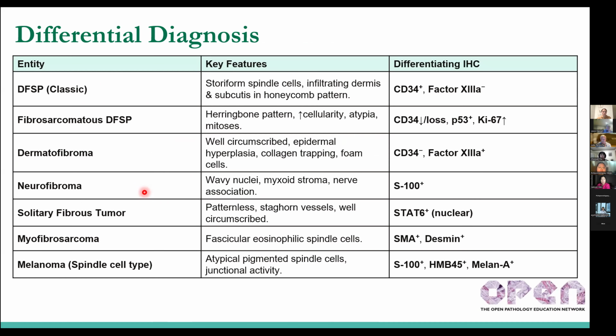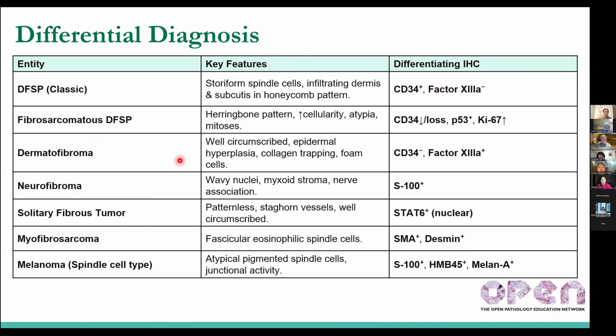We have a couple of differential diagnoses for DFSP. As we know, classic DFSP has a storiform pattern, infiltrating the dermis and subcutis in a honeycomb pattern, with positivity for CD34 and negativity for factor XIIIa. Fibrosarcomatous DFSP shows more of a herringbone pattern, and there is CD34 loss, so molecular pathology may be useful in such cases.